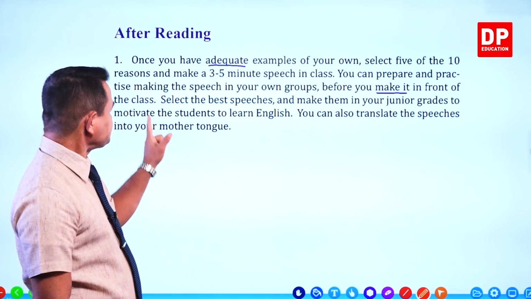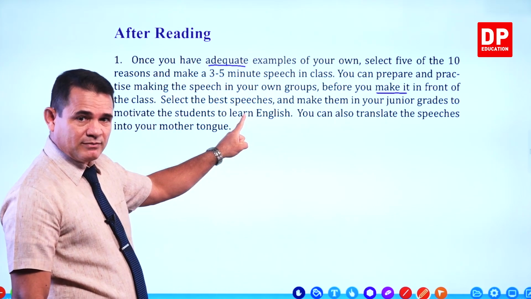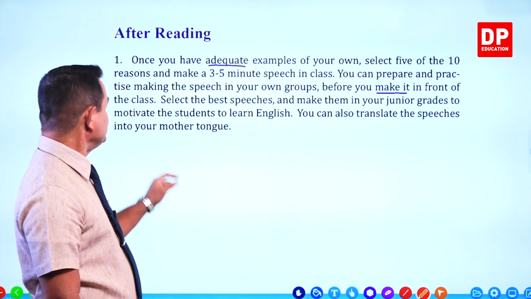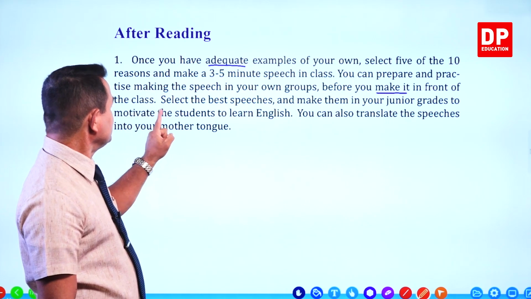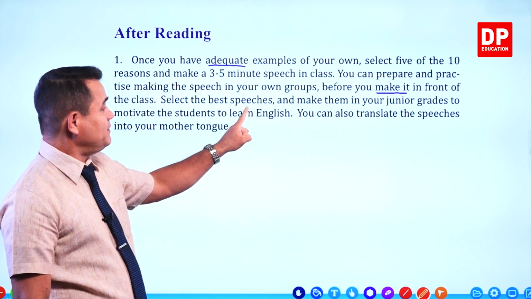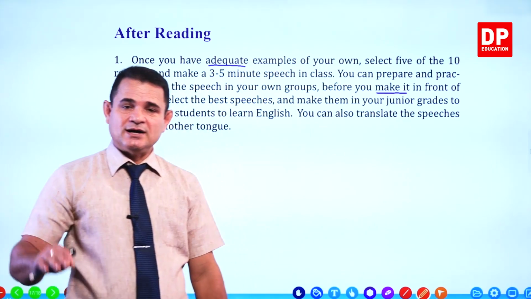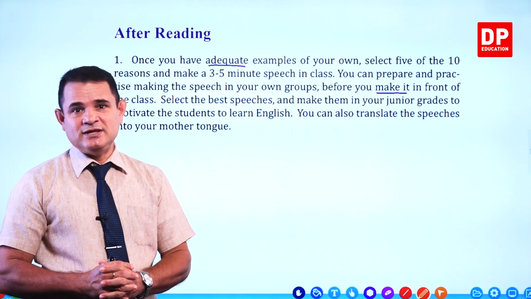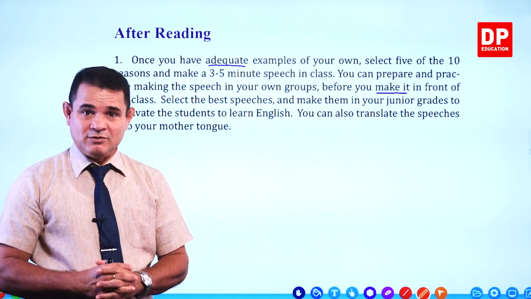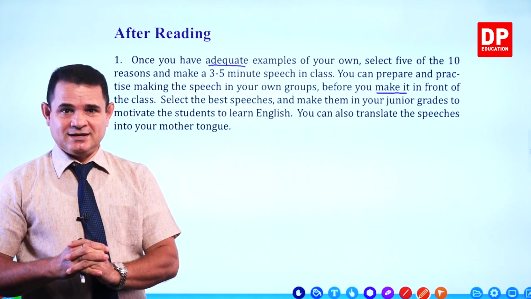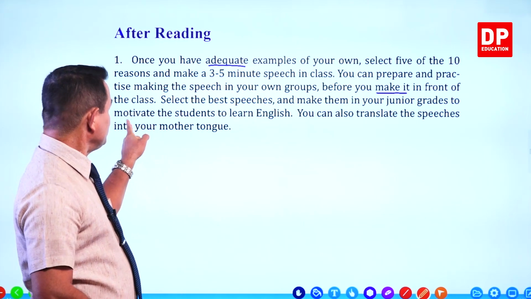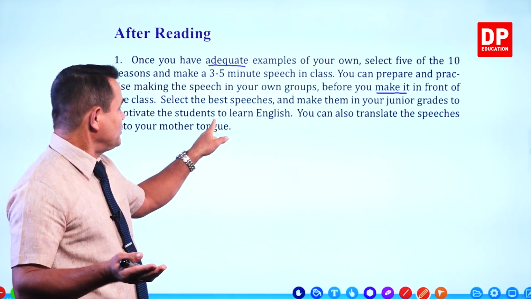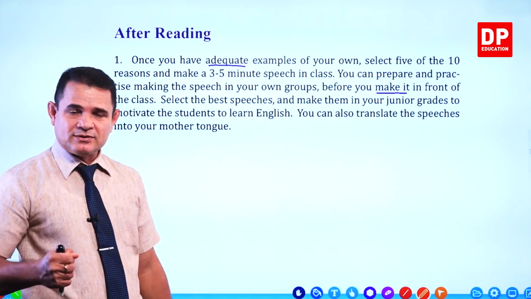පන්තියේ ඉස්සරහට ගිහිල්ලා. Select the best speeches. හොඳම කතාවල් තෝරන්න and make them in your junior grades to motivate the students to learn English, right? And make them in your junior grades. ඔයාලට වඩා පහළ පන්තිවල ඉන්න අයට ඒ කතාව පවත්වන්න. Maybe at the assembly. උදේ රැස්වීමට ගිහලා ඔයාලට කතාව පවත්වන්න පුළුවන්. About the importance of learning English, right? ඒ මොකටද? To motivate the students, ළමයින්ව පොළඹවන්න, දිරිගන්වන්න, තව ඉස්සරහට ගන්න. මොනවටද? Learn English. ඉංග්‍රීසි ඉගෙන ගන්න තව ටිකක් ඒගොල්ලෝ motivate කරන්න.